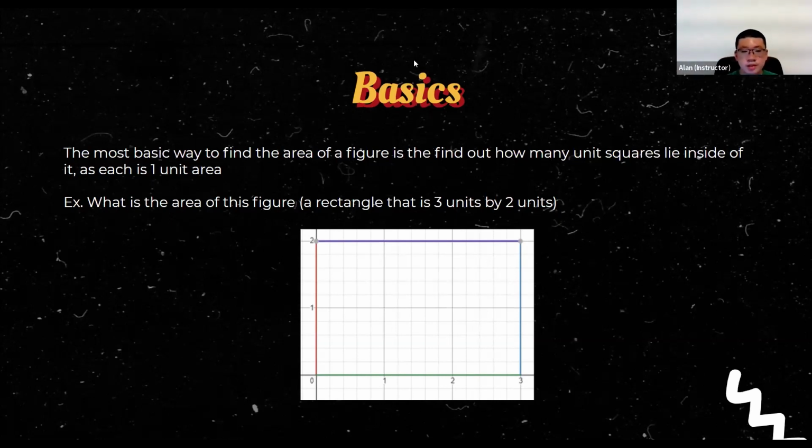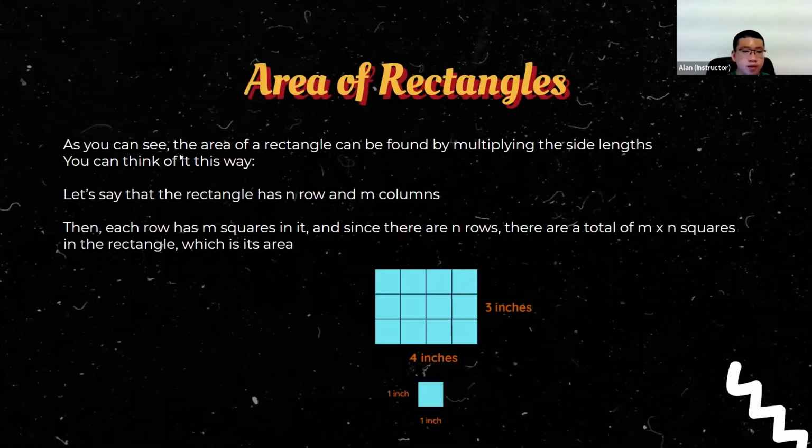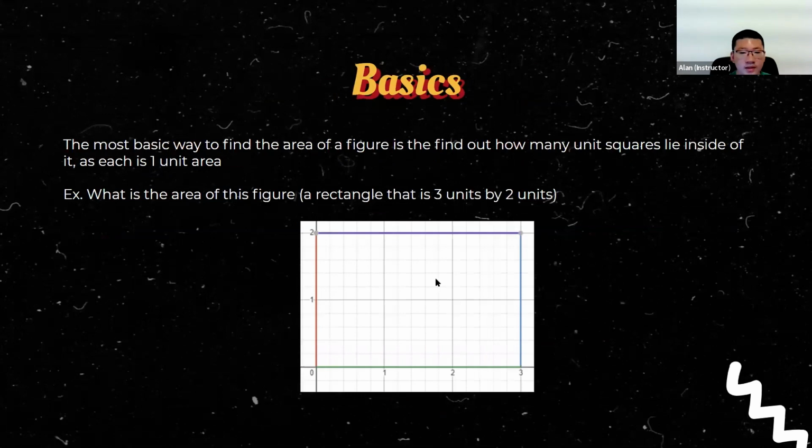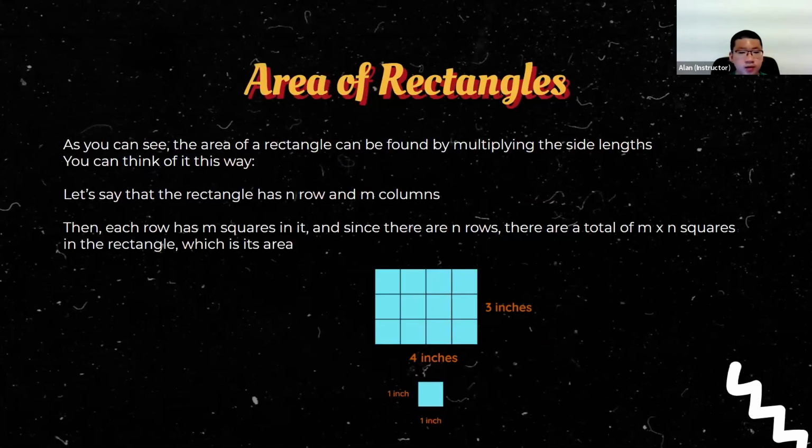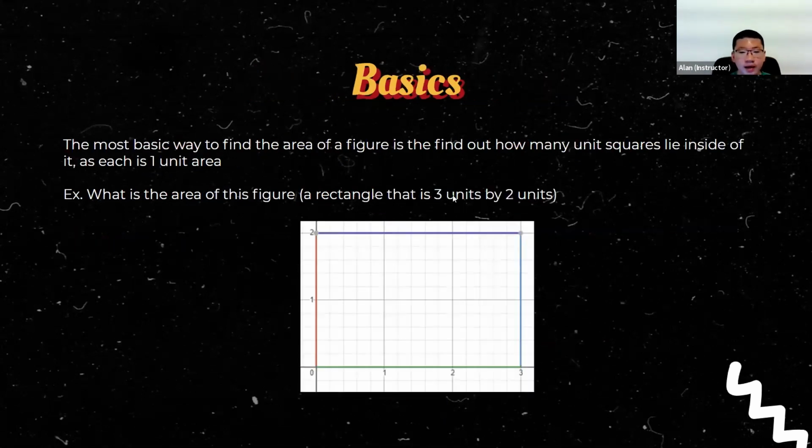Alright, it's been a minute, so now I'm going to go over the answer. So, the answer should be 6. And you can see that the area can be found by multiplying the side lengths, as the question stated that it's 3 units by 2 units. So first of all, you can just count them, and see that there's 6.